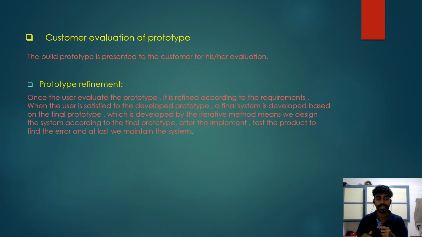When the user is satisfied with the developed prototype, the final system is developed based on the final prototype, which is developed by the iterative method. That means we design the system according to the final prototype. After implementation, we test the system to find errors, and at last we maintain the system.